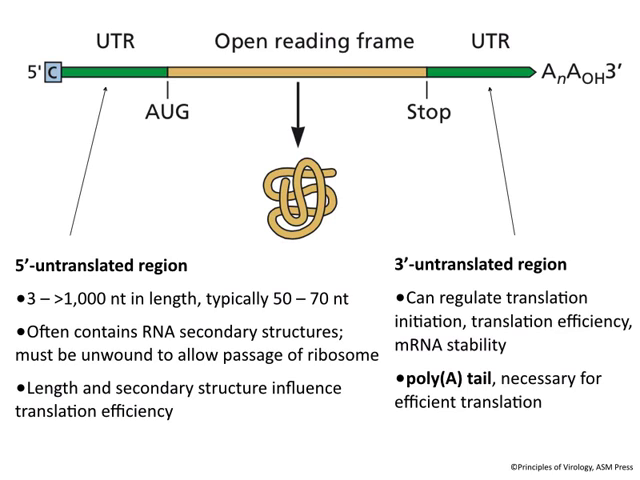When there is a lot of secondary structure, the ribosomes can get through a certain amount because, as we will see, there is an unwinding activity associated with translation that can deal with that. But beyond a certain stability of the structure, the ribosomes can't get through. The 3' untranslated region can also regulate translation. It can regulate the stability of the mRNA. And of course, the poly A tail is absolutely necessary for efficient translation.